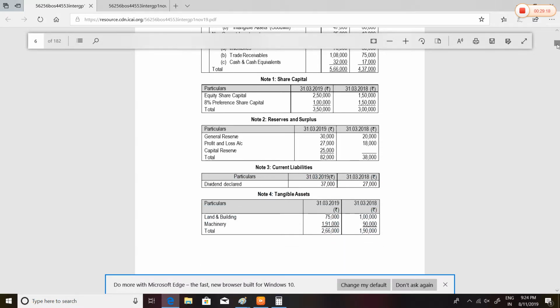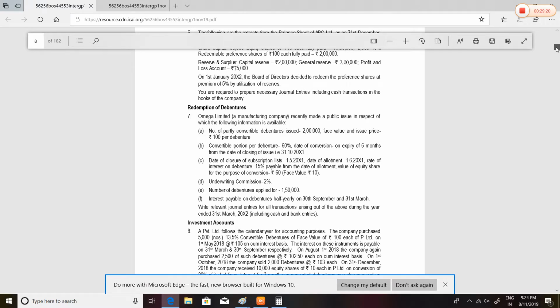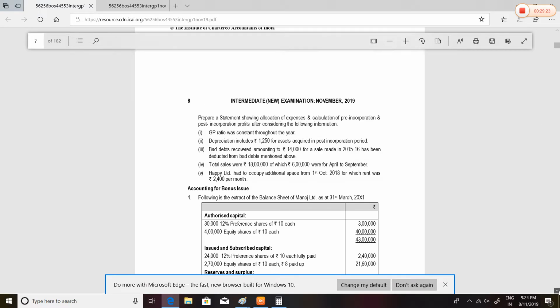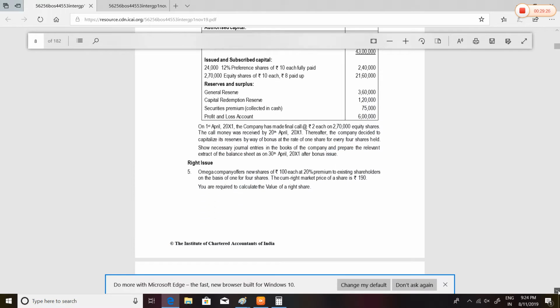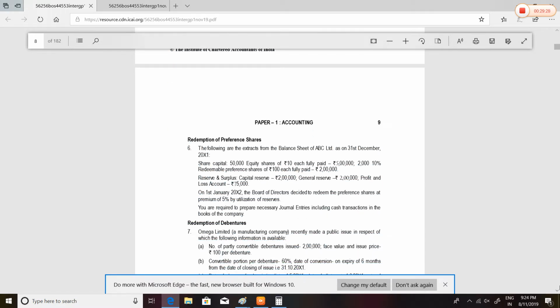Question number 6. Redemption of preference shares. The following are the extracts of balance sheet. Okay, share capital we are given with, reserves and surplus we are given with. On January 1st, 2002, the board of directors decided to redeem the preference shares at the premium of 5% by utilization of reserve. You have to prepare the necessary journal entries.